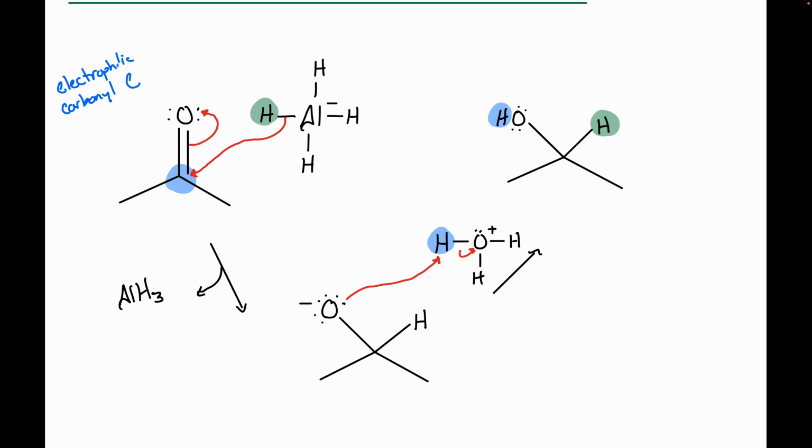All right, so important thing to keep straight in our mechanism: we've added two new bonds to hydrogen, a carbon hydrogen and an oxygen hydrogen bond, but they came from very, very different sources, right? My carbon hydrogen bond came from my hydride. My oxygen hydrogen bond came from that dilute acid. Cool.